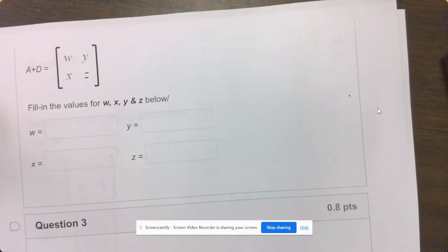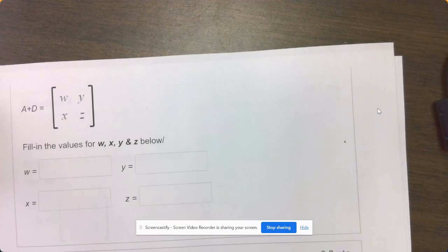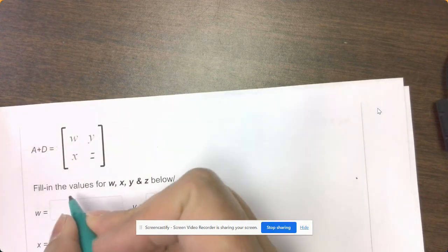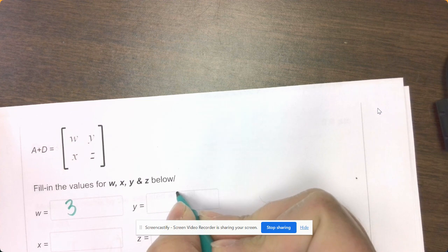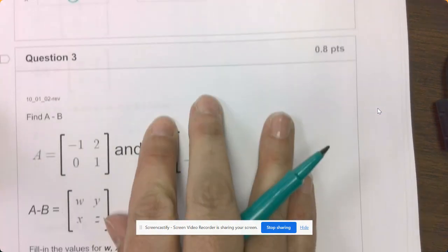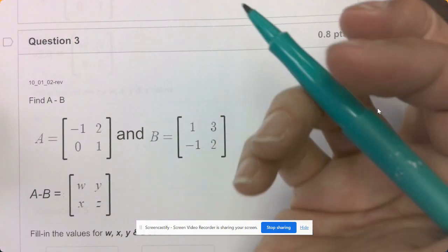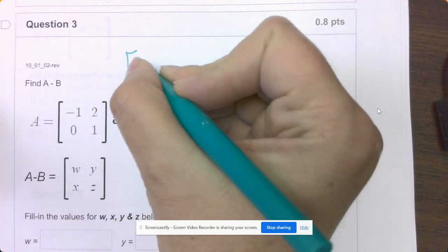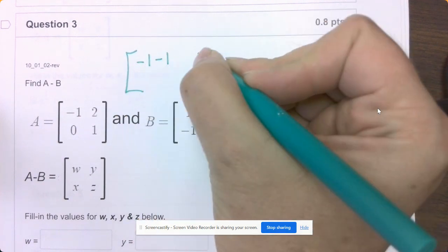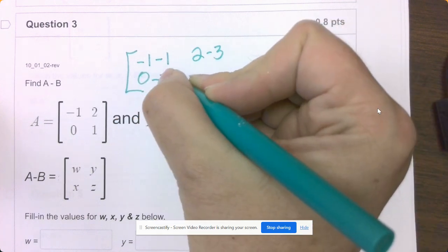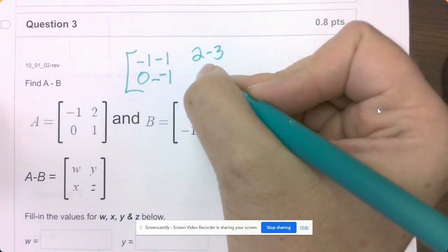Okay, so they want to find the values for below. We already did all of them, everybody. So all we do is just put in what we got. So it would be 3, 1, 2, and -2. Then we just put those in. Okay, so find A minus B. We're going to subtract them. So -1 minus 1, 2 minus 3, 0 minus -1. Careful of the signs, everybody. 1 minus 2.